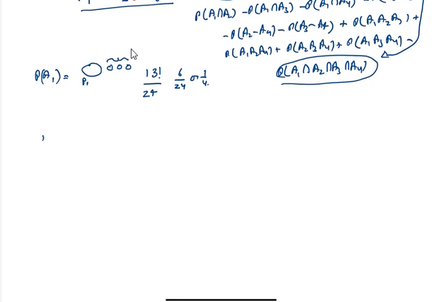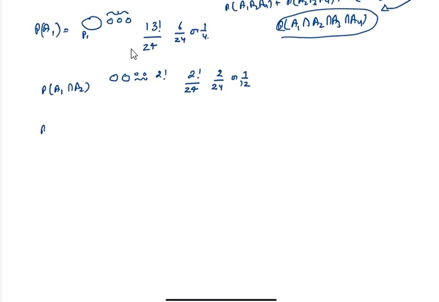Now let's calculate the probability of A1 and A2. So now two are fixed, and only the other two are allowed to vary. So 2 factorial divided by 24. 2 factorial is just 2 out of 24, or 1 out of 12. The same is going to be with the probability of A1 and A2 and A3. Three are fixed, and the other one is also fixed, so this just becomes 1 out of 24.